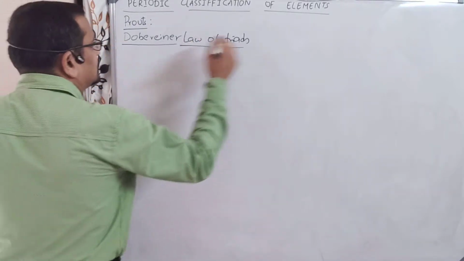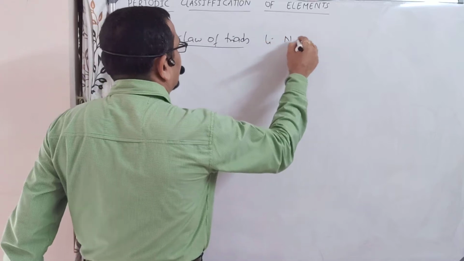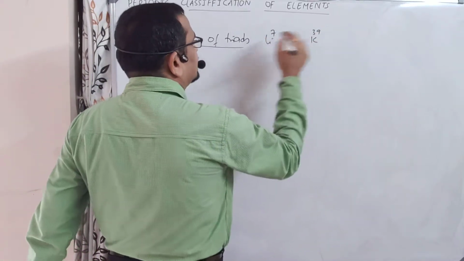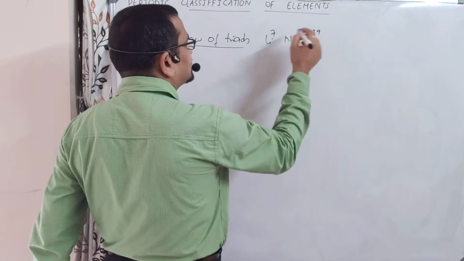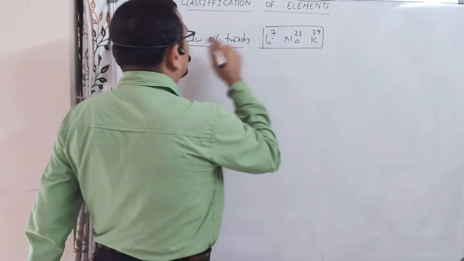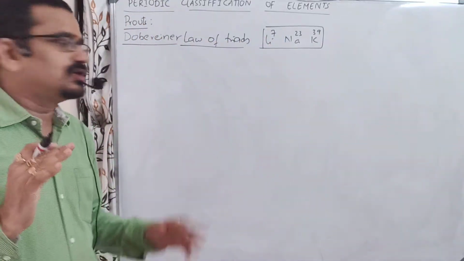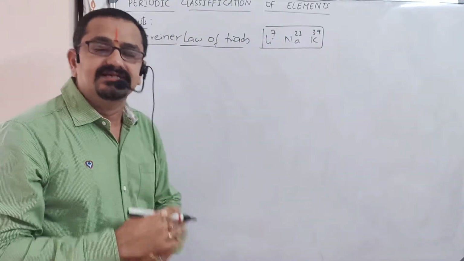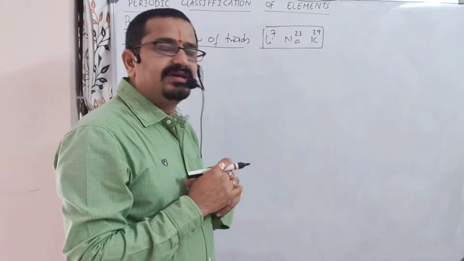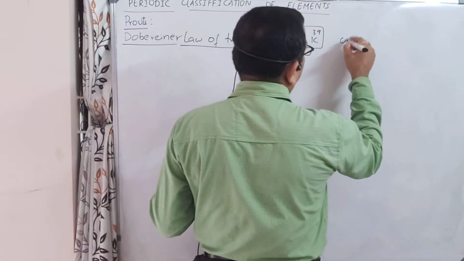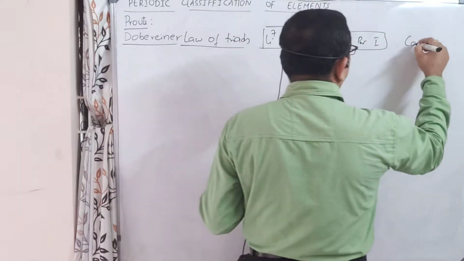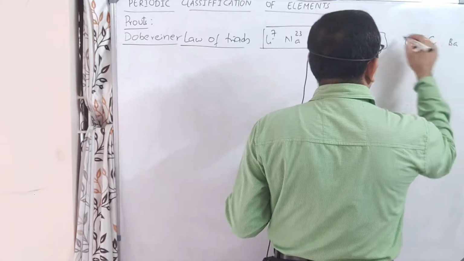Suppose lithium, sodium and potassium. Potassium is 39, lithium is 7. So sodium's atomic mass is 39 plus 7, 46, by 2, 23. Like this, Dobereiner tried to arrange all elements in sets of three such that the atomic mass of the second one is an arithmetic mean of the remaining two. He also arranged some more elements like chlorine, bromine, iodine, and also calcium, strontium and barium.